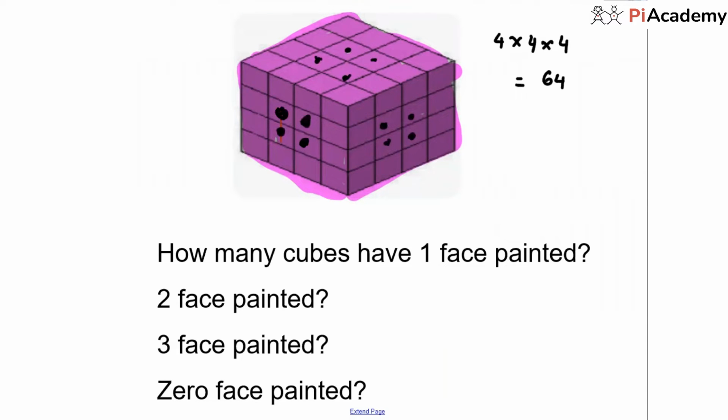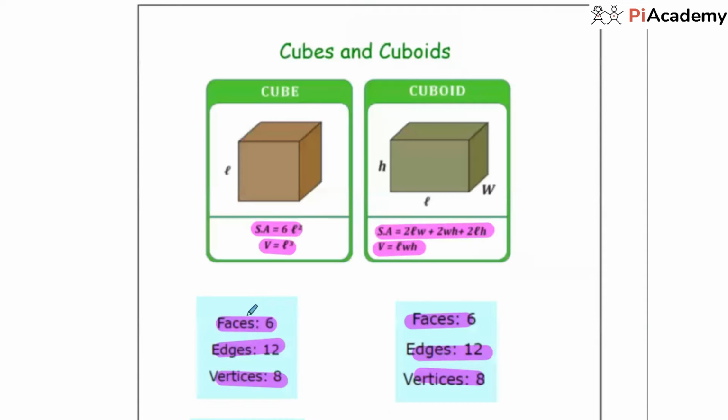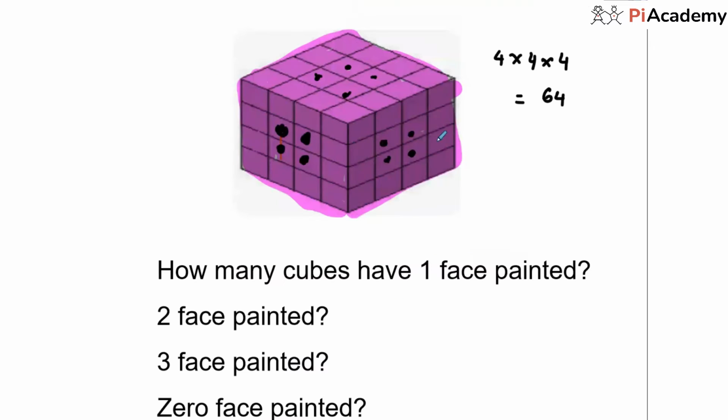In a cube you have 6 faces, right? And on each face you have 4. So one face painted is 6 times 4, which is 24, right? So you have 24 cubes that have one face painted.